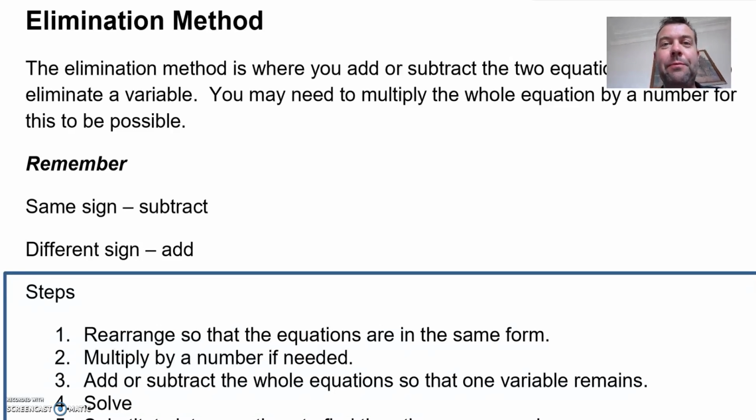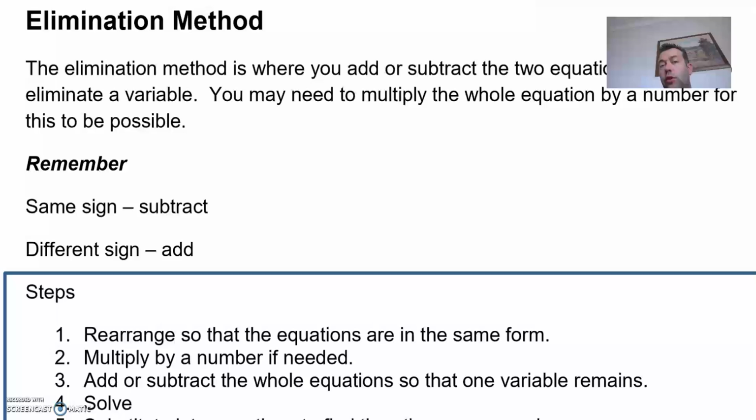Year 12, here we are again. We're looking at simultaneous equations again. This time we're looking at the elimination method. Now, we're looking at two different methods. Sometimes one works more efficiently than the other. Sometimes, rarely, you may be asked to use one particular method.